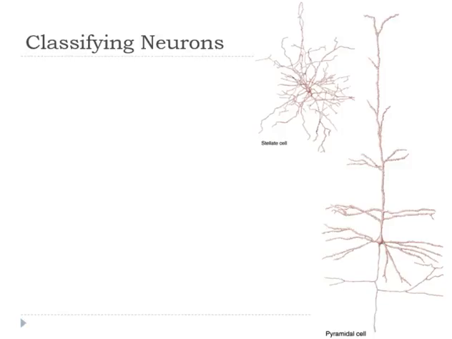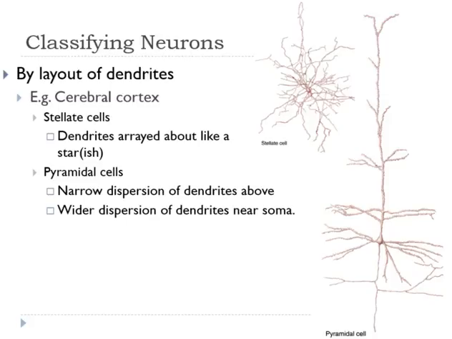Okay, there are many other ways to classify neurons, though. Even A&P textbooks do talk about classifying neurons based on number of neurites, and we just went through that. But you can classify cells based on the layout of their dendrites. So when we start talking about the brain, in particular the primary motor cortex or some of the other areas, we'll run into stellate cells and pyramidal cells.